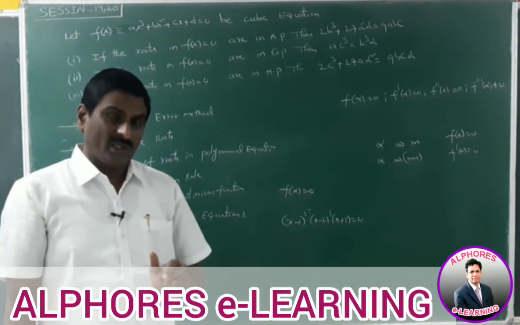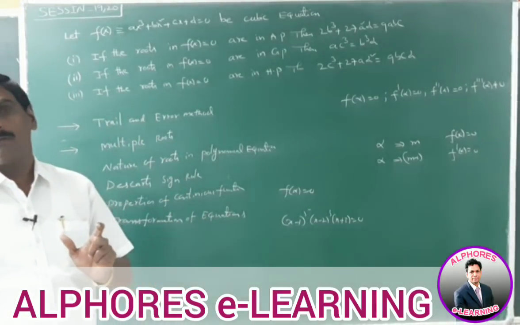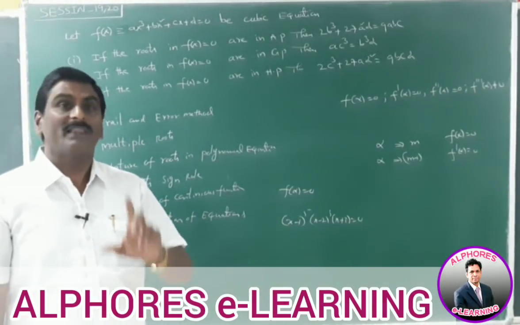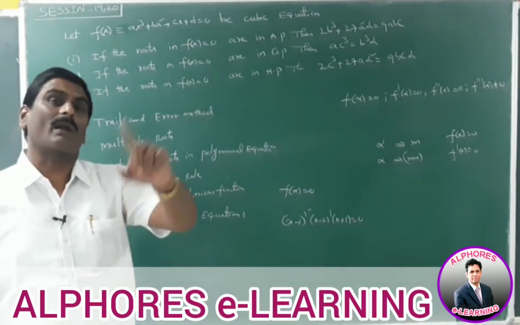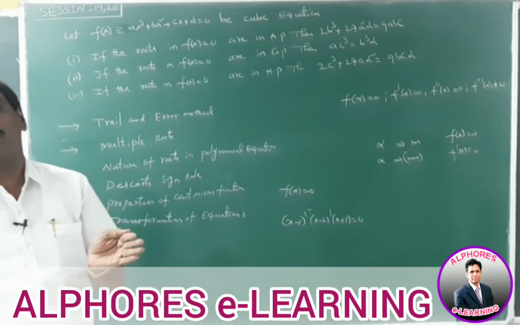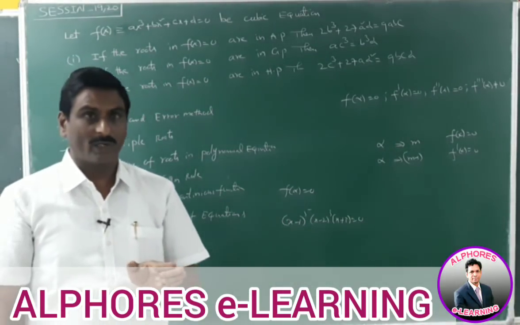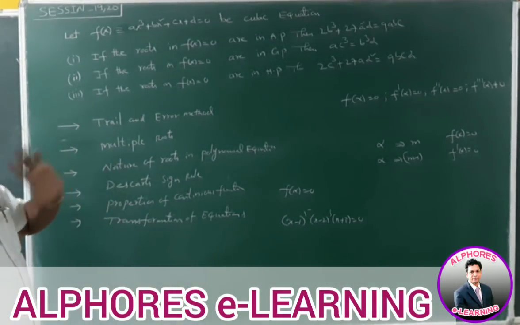Okay. Next, every odd degree polynomial equation with real coefficients has at least one root, since imaginary roots are obtained pairwise. So, every odd degree polynomial equation has at least one real root. Okay. These are the nature of the roots.